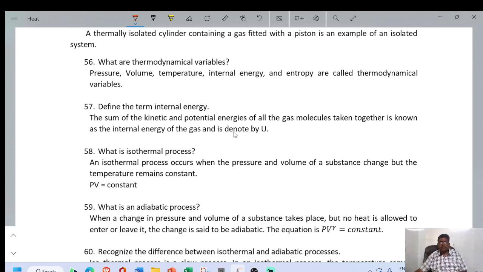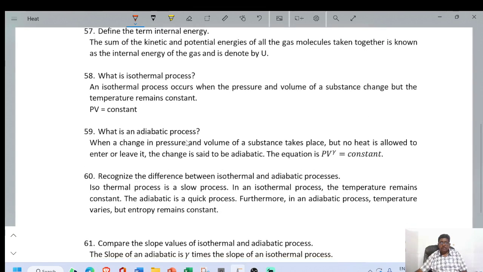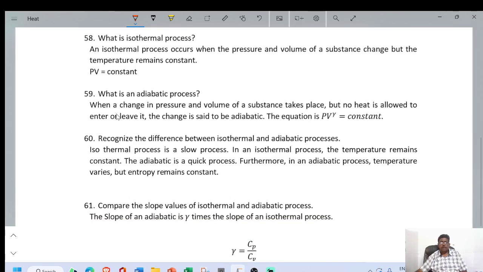The heat content of the system at constant volume is also called internal energy. What is an isothermal process? An isothermal process occurs when the pressure and volume of a substance change but the temperature remains constant. The equation is PV equal to constant.